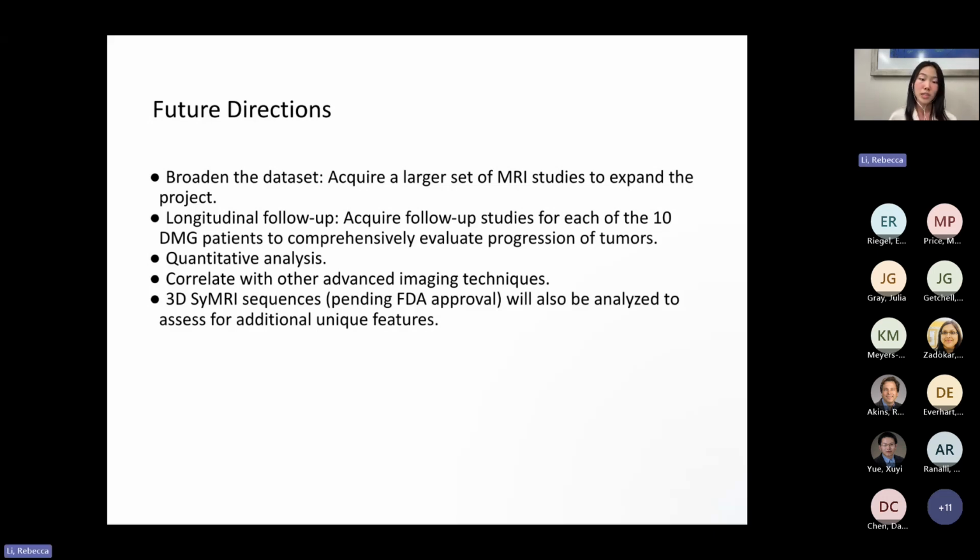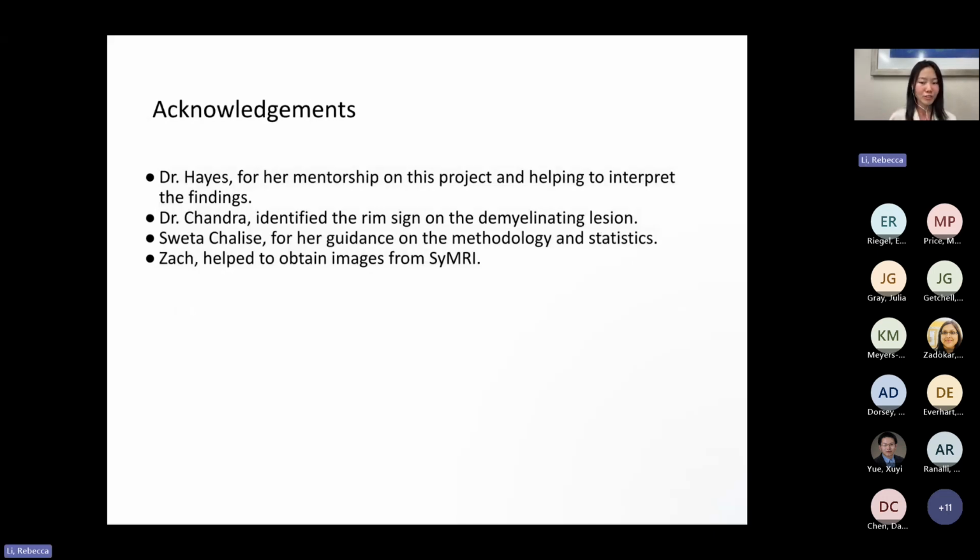We could also perform quantitative analysis on this data and also correlate it with other advanced imaging techniques, such as DTI, which is diffusion tensor imaging that helps us visualize water tracts, which could possibly be correlated with the water map that we see in synthetic MRI. There's also a 3D synthetic MRI sequence that is pending FDA approval that we also hope to analyze for any additional features.